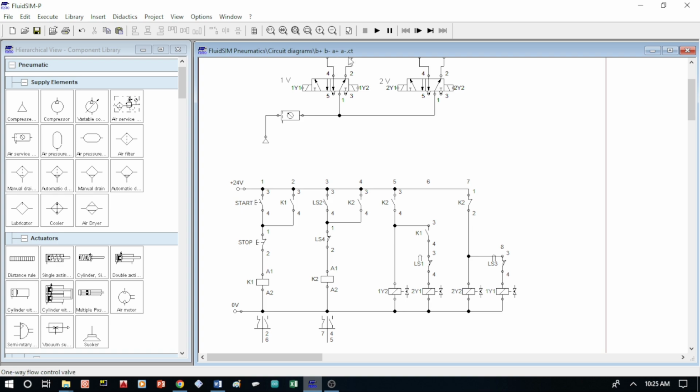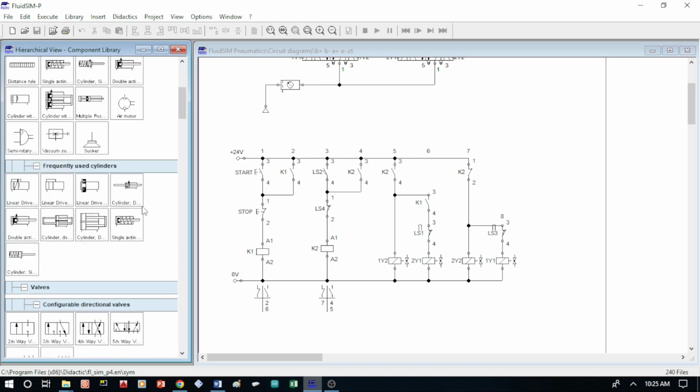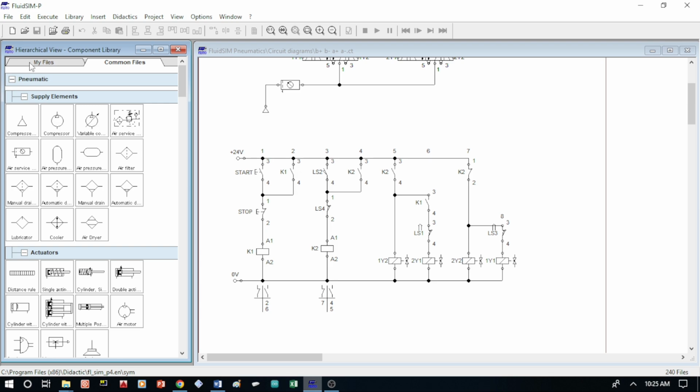B plus, B min, A plus, and A min. It uses various components such as solenoid valves, relays, and limit switches to achieve automatic movement based on sensor feedback. As you can see on the screen, this is the complete circuit that we will build in the simulation. First, I will select the required components from the library and start assembling the circuit step by step.